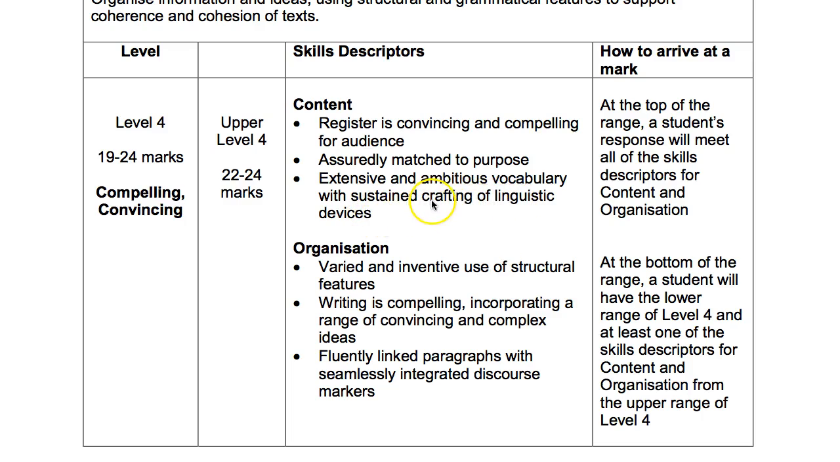It's got lots of linguistic devices in there, loads of metaphor, loads of simile, playing around with the adjectives, quite a lot of the senses. But is it sustained crafting? One examiner might say, oh, there's just too many similes, and so you're relying too much on one thing. It really is going to be a question of gut judgment.